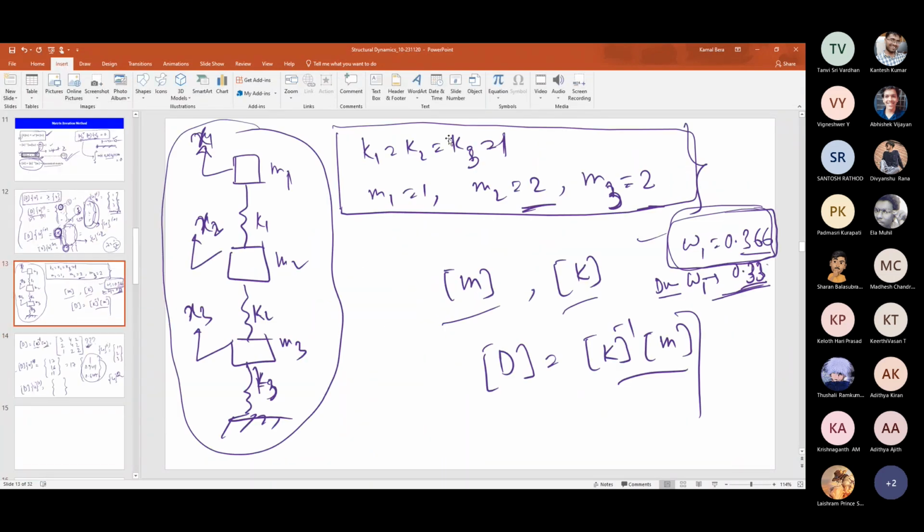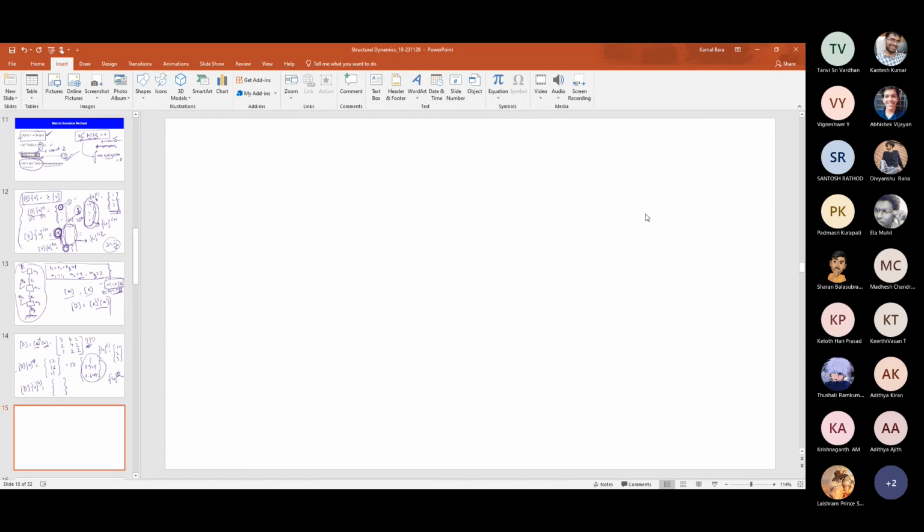First of all, tell me whether these parameters are correctly written by me or not: K1, K2, K3, M1 is 1, M2 is 2, and M3 is 2. This is what we did in the last class. So this is the model, right? M1, M2, M3, K1, K2, K3. X1, X2, X3 are the displacements. Now tell me what your mass matrix is. The diagonal matrix 1, 2, 2. Okay. What is your K?